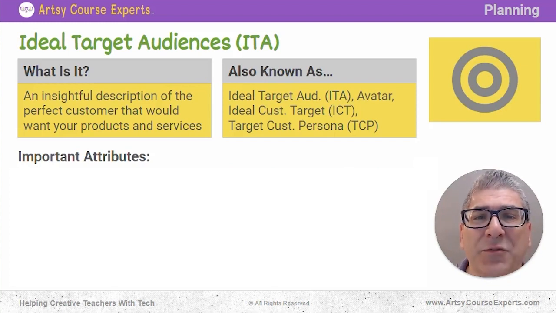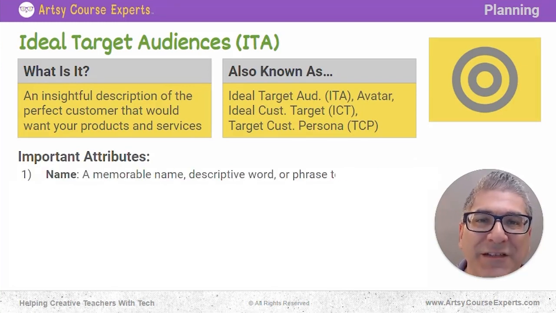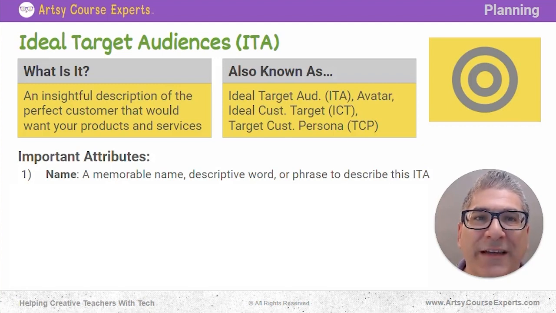So the first thing is you'll want to have a column header or document header, a name for this avatar, this target. So you can make it a memorable name. It could be a descriptive word like new sewer or existing seamstress, or whatever it is that you want to describe the 2 or 3 different target audiences. And then you're going to give each one a good descriptive name.